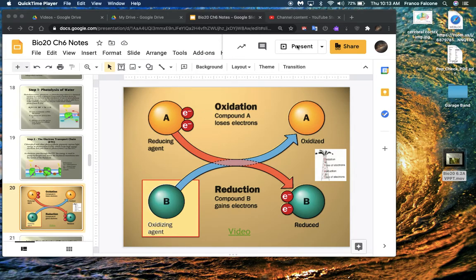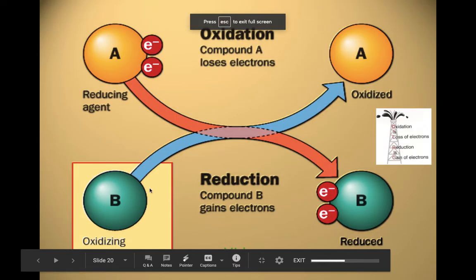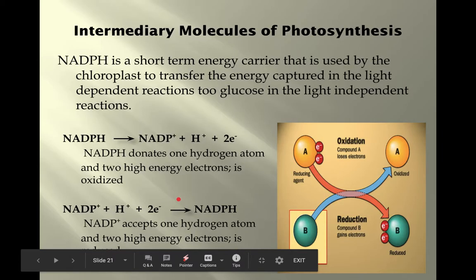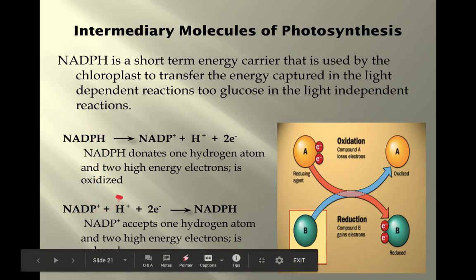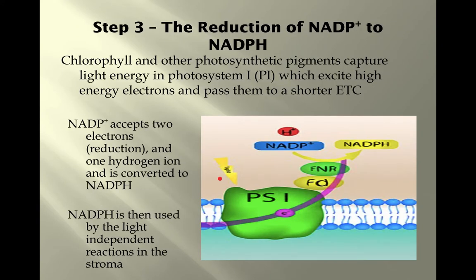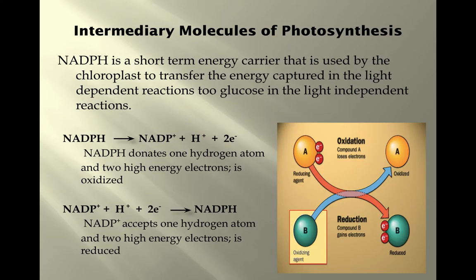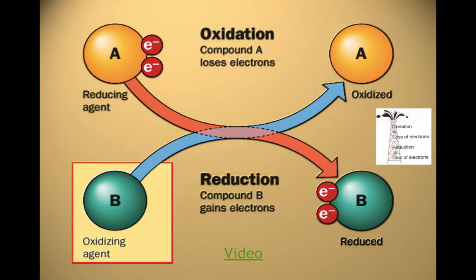All right, so before we learn about the next stage of photosynthesis, the light dependent reactions, which is the production of NADPH, we need to learn about something called oxidation reduction reaction, or redox reaction. So let's get into it.